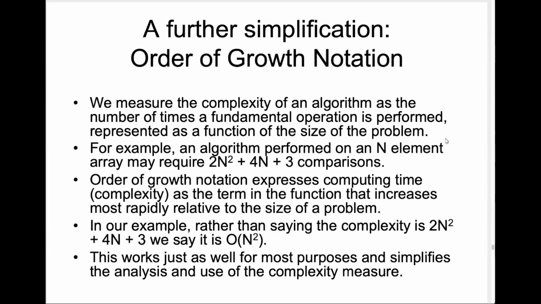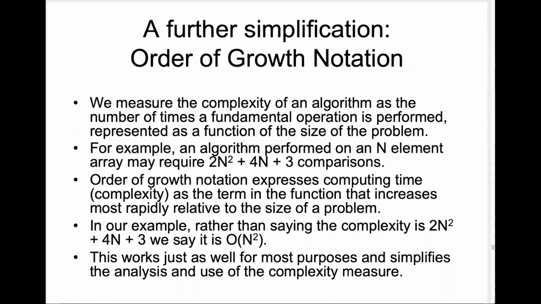Let's talk about the order of growth notations here. We talked a lot about fundamental operations and how we count the constant time operations together inside a function. Let's say a function or algorithm performing with n elements may require 2n squared plus 4n plus 3 comparisons. There's got to be a way we could express the efficiency of this algorithm involving these many comparisons. So this is where the order of growth notation comes in.